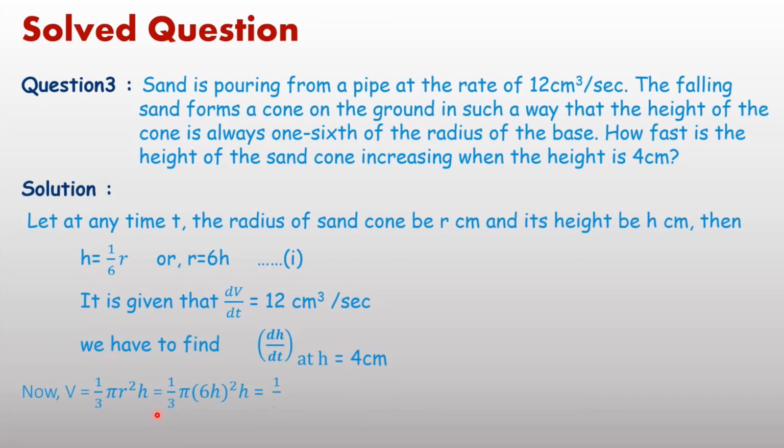Volume of cone formula, as you know, volume of cone equals 1/3 pi r square h. Put 1/3 pi, and the value of r from equation first, 6h. So (6h) whole square into h equals 1/3. 6 square means 36 pi, and h square into h means h cube. Then 12 pi h cube. The volume after solving we are getting as 12 pi h cube.